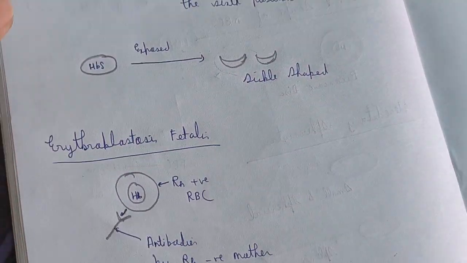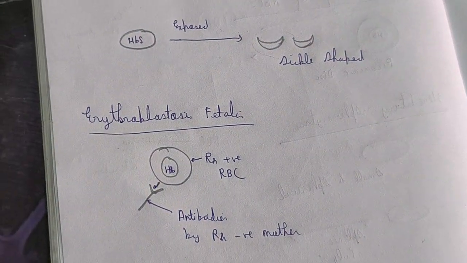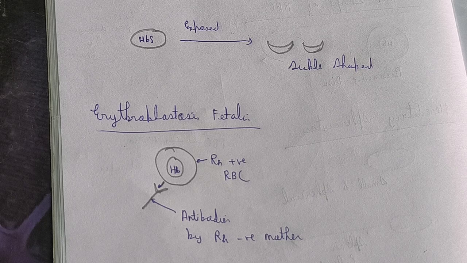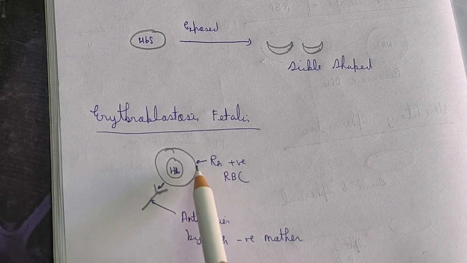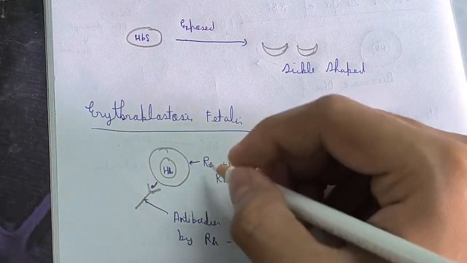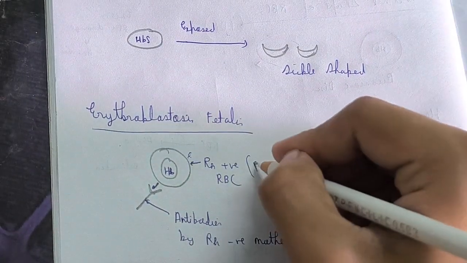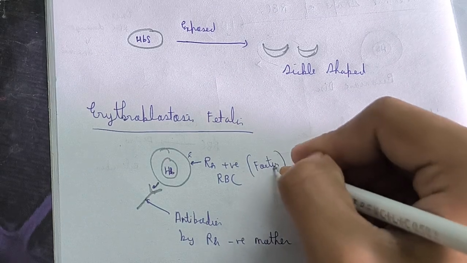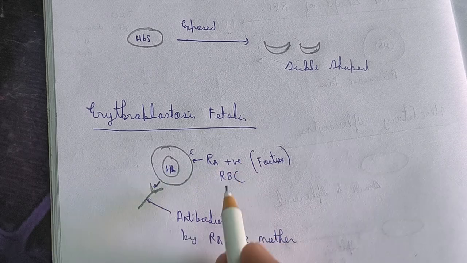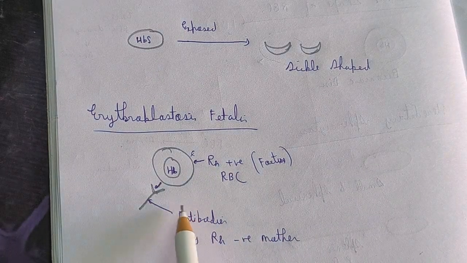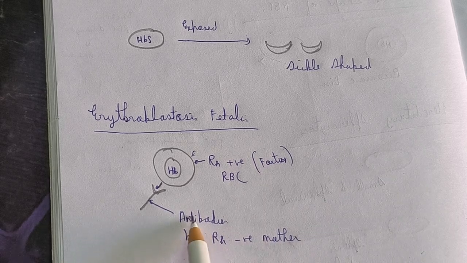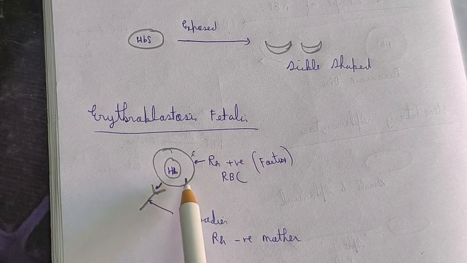Now here is a case of erythroblastosis fetalis. I think you studied about this also. So here you can see that the RBC of the fetus, and the fetus is Rh positive, whereas the antibodies are produced by this Rh negative mother, and these antibodies come and destroy this RBC.